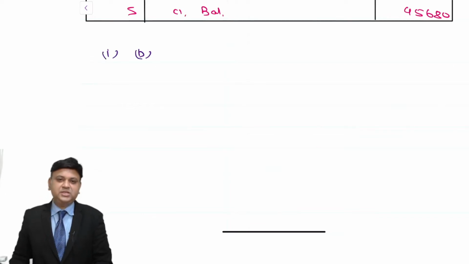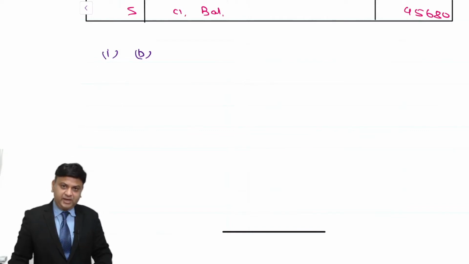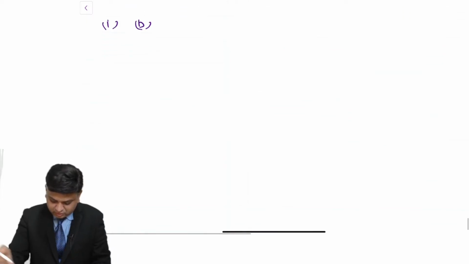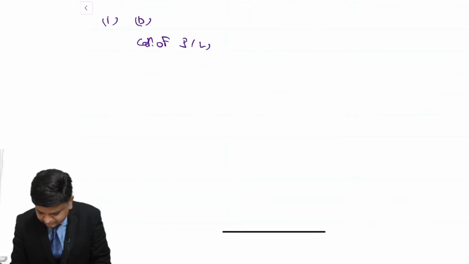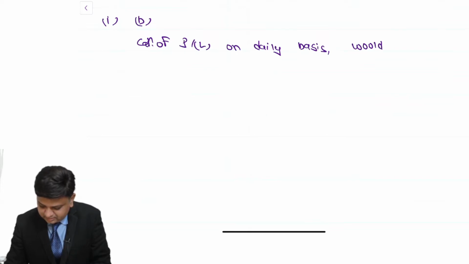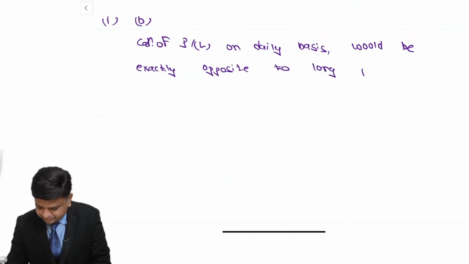In that, of course, the initial margin and maintenance margin working notes are not required, and as far as the profit or loss on the daily basis is concerned, it will be exactly opposite of the long position. So write down in that a note: calculation of profit or loss on daily basis would be exactly opposite to long position. Full stop.